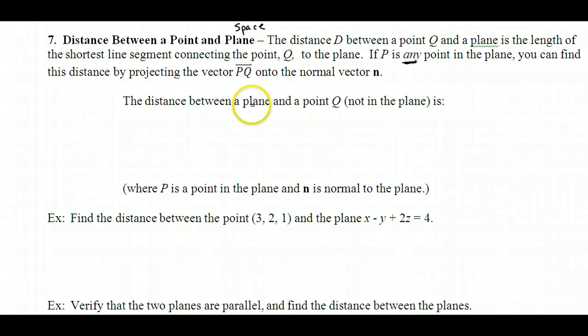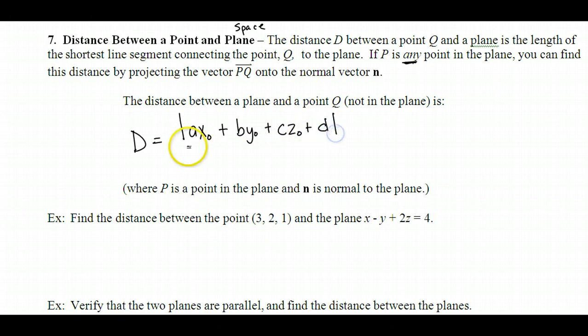But the distance between a plane and a point Q, and that point Q, remember, cannot be in the plane, is given by this formula. Distance is equal to the absolute value of A times x sub 0 plus B times y sub 0 plus C times z sub 0 plus D. So it's the absolute value of that divided by the square root of a squared plus b squared plus c squared.